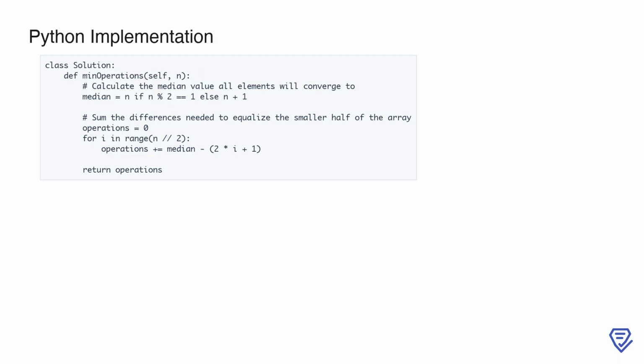4. A for loop iterates through the first n//2 elements, representing the smaller half of the array. For each element at index i, the difference between the target value, median, and the current value, 2*i plus 1, is added to operations. 5. Finally, the total number of operations is returned. This approach is efficient, running in O(n) time complexity, as it processes only half of the array. It avoids the need to modify the array directly, making it both space efficient and computationally fast.